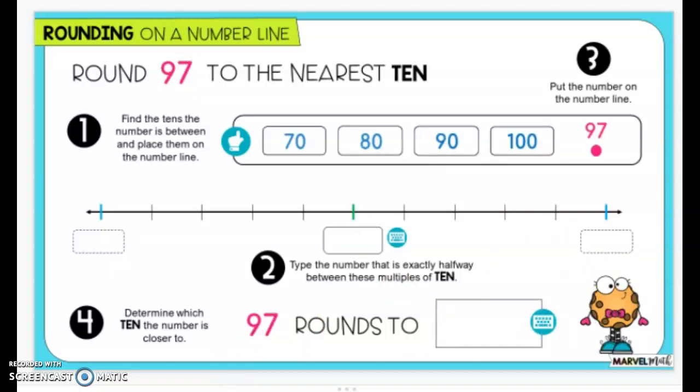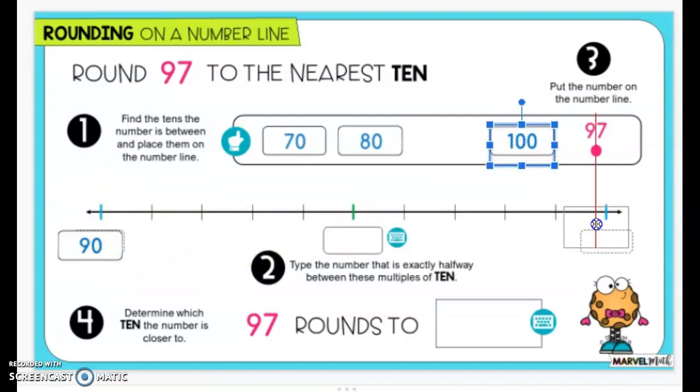Okay, let's look at another one. Let's look at this one. It says round 97 to the nearest 10. So remember, first I'm going to think of multiples of 10. So I know this number has 9 tens, so that's 90. If I'm counting by tens, what comes after 90? 100. That's right. So number 1 says find the tens number that this number 97 is in between. So I know this has 9 tens, so that's going to be 90 on this side of my number line. And then my next 10 is 100.